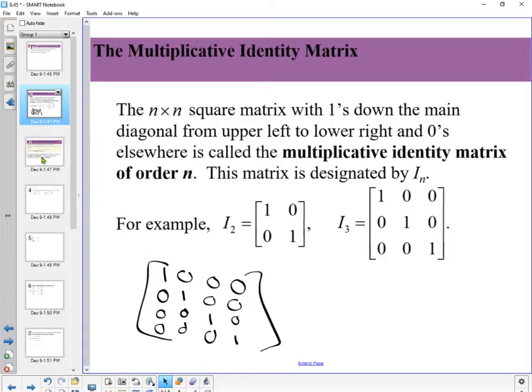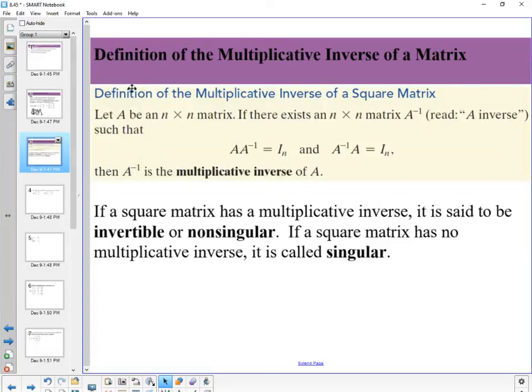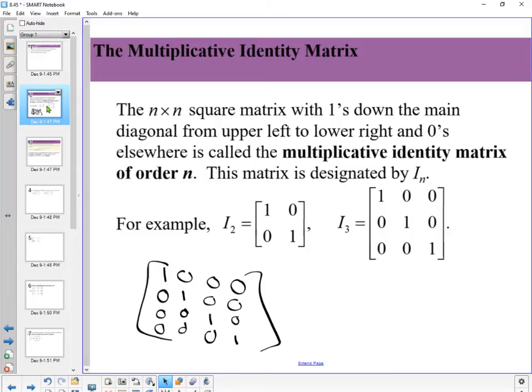Is that the inverse of that? No, these are the key to getting the inverse. So let's see how that works. So here's what's going to happen. If you had a 2 by 2, you multiply that one. Yes, 2 by 2 by that one.